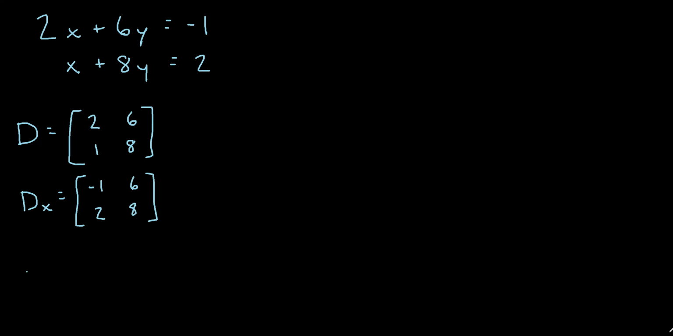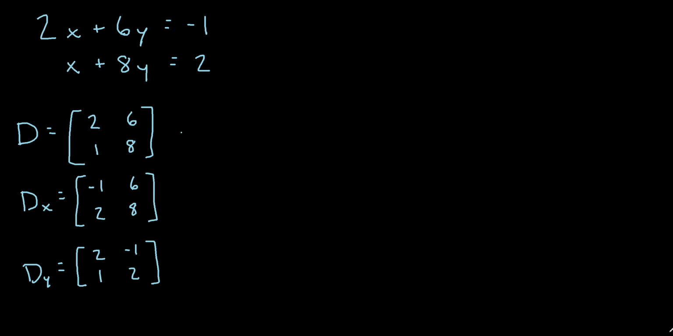And then we can create one more matrix called Dy, where it's equal to matrix D, except the coefficients for the y values, so the 6 and the 8, are replaced with the values on the right-hand side of each equation, so -1 and 2. So we can write 2, 1, and the y's are replaced with -1 and 2.